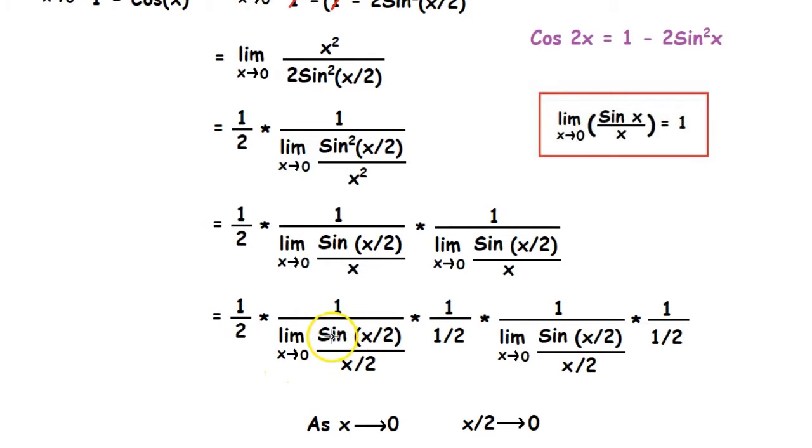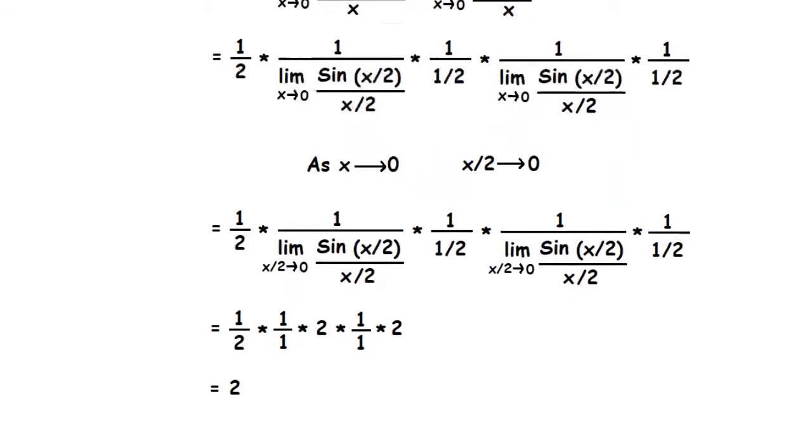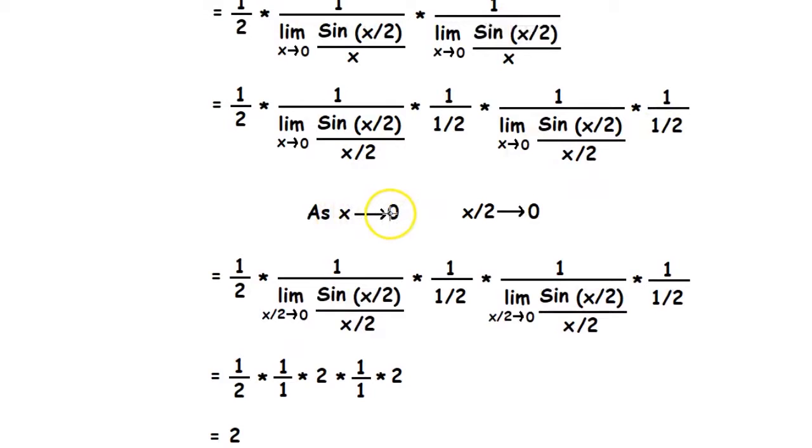So now here you can see it is in this form, that is sine x over x. Instead of sine x over x, we have sine x over 2 divided by x over 2. So it is in this form. But here it is x tends to 0. If we want to get it to this form, we need to be as x over 2 tends to 0. So what we do here is we simply change it, because as x tends to 0, x over 2 will also tend to 0. So we can write this as half into 1 over limit of sine x over 2 divided by x over 2 as x over 2 tends to 0.